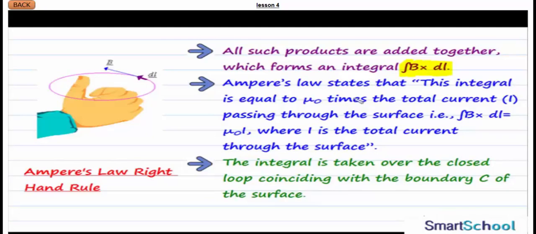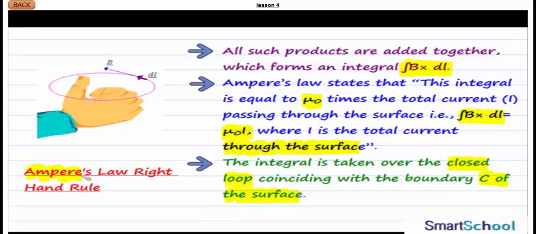Ampere's law states that this integral is equal to mu naught times the total current I passing through the surface. That means the integral of B dot dl is equal to mu naught I, where I is the total current. The integral is taken over the closed loop coinciding with the boundary C of the surface.